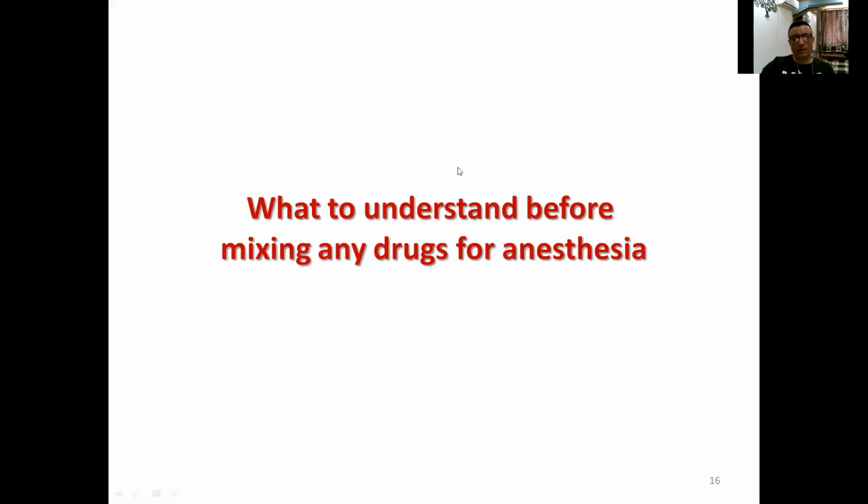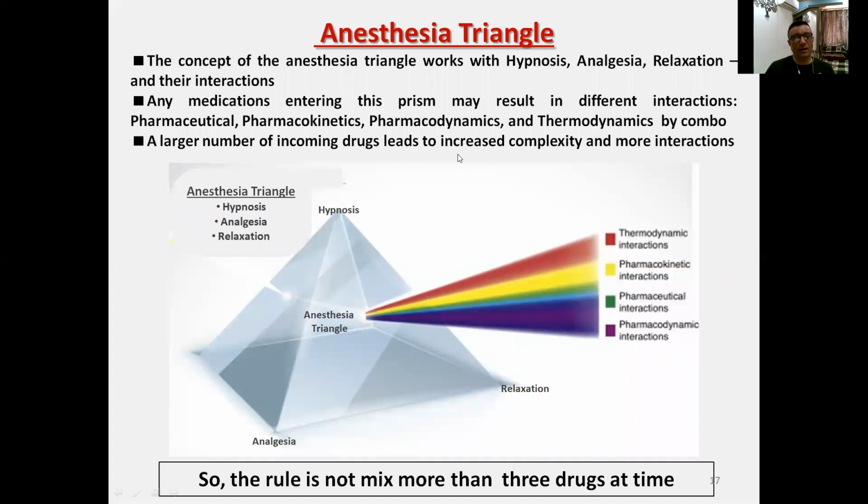So before understanding mixing of drugs for anesthesia, we have to see the anesthesia triangle concept. The concept of the anesthesia triangle works with hypnosis, analgesia, and relaxation. And any medication that enters this triangle prism gives the result of different interactions: pharmaceutical, pharmacokinetic, pharmacodynamic, and thermodynamic. And the combination of these drugs has to go with these types of interactions. A large number of drugs coming into this prism increases the complexity and interactions. So the rule is: do not mix more than 3 drugs at a time.